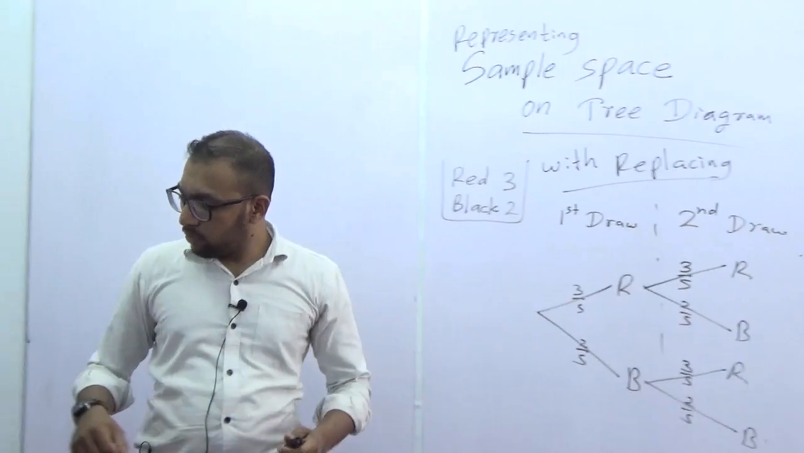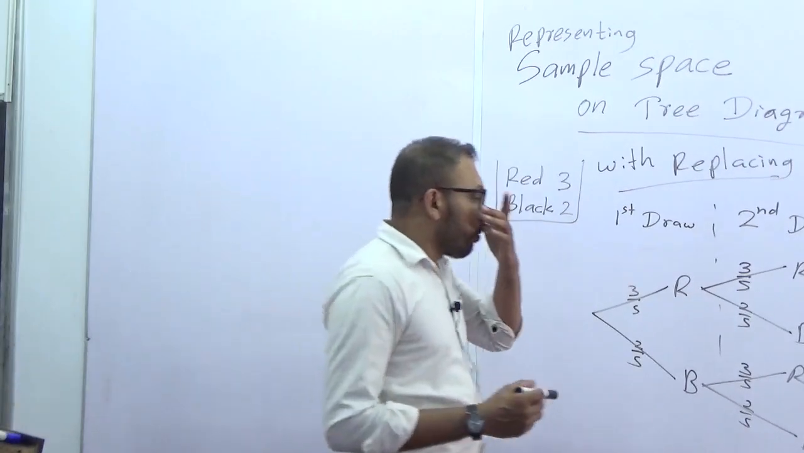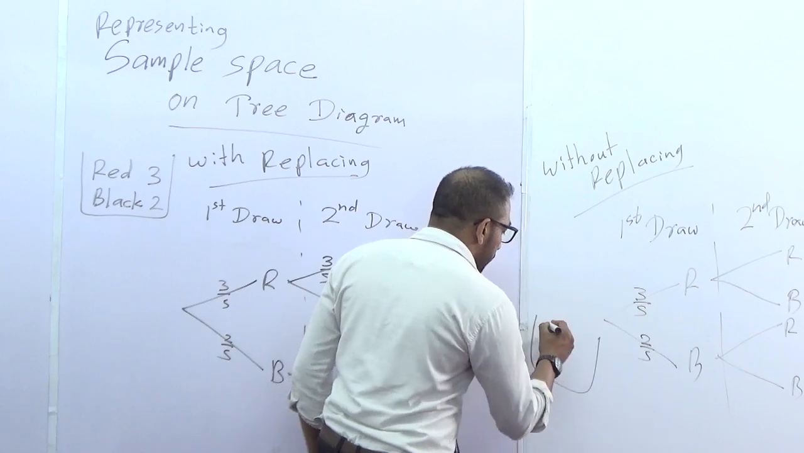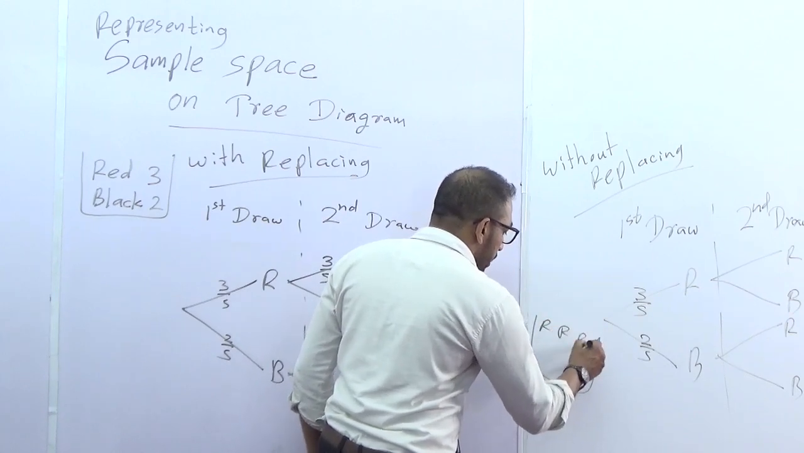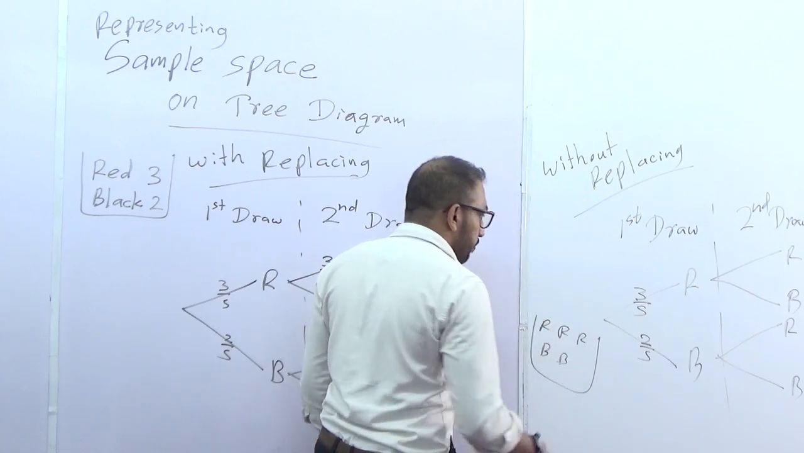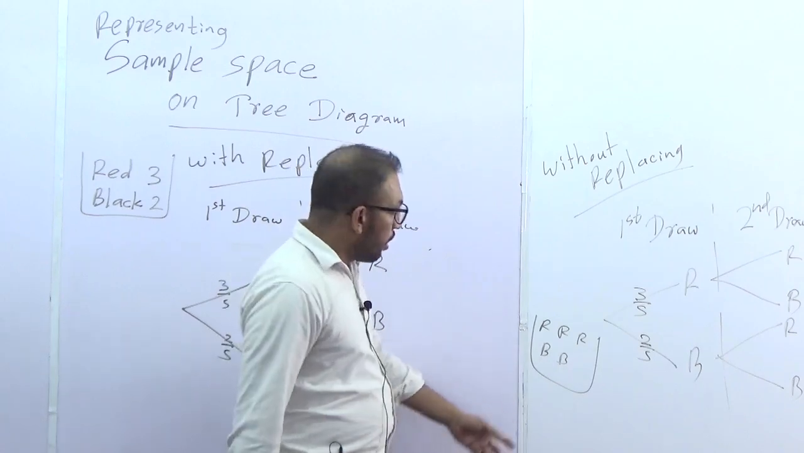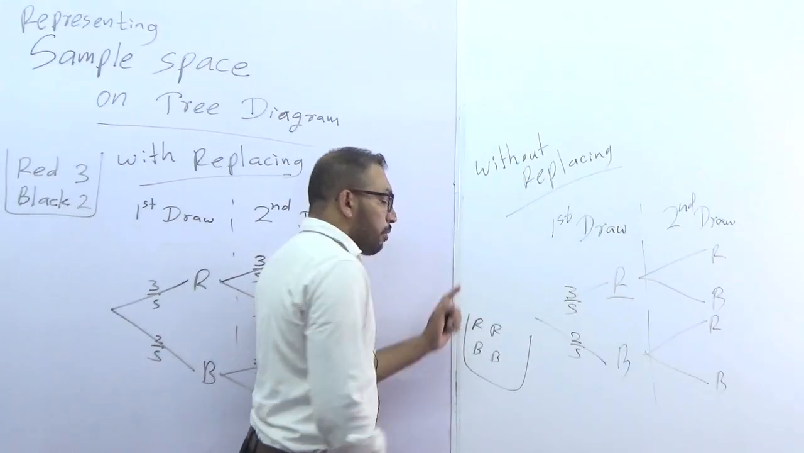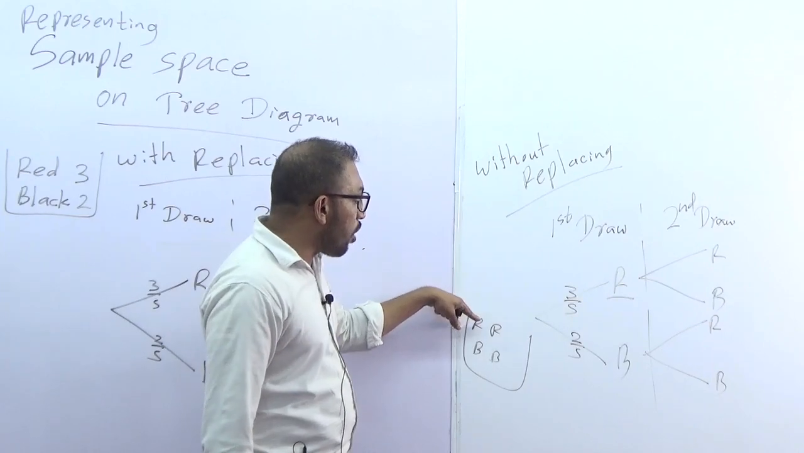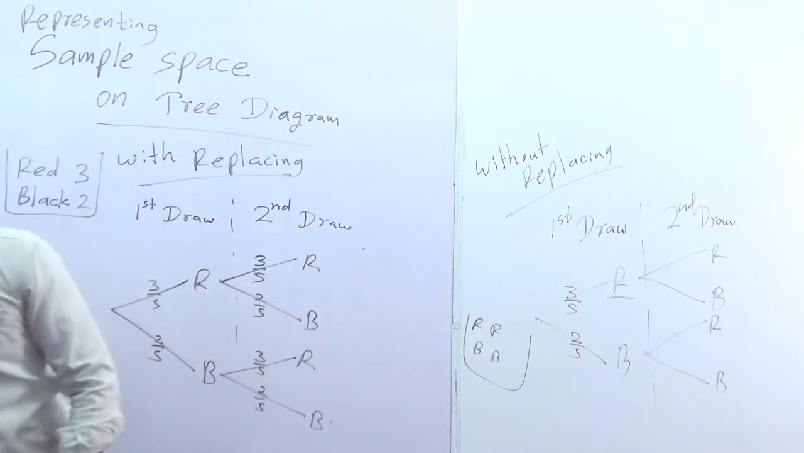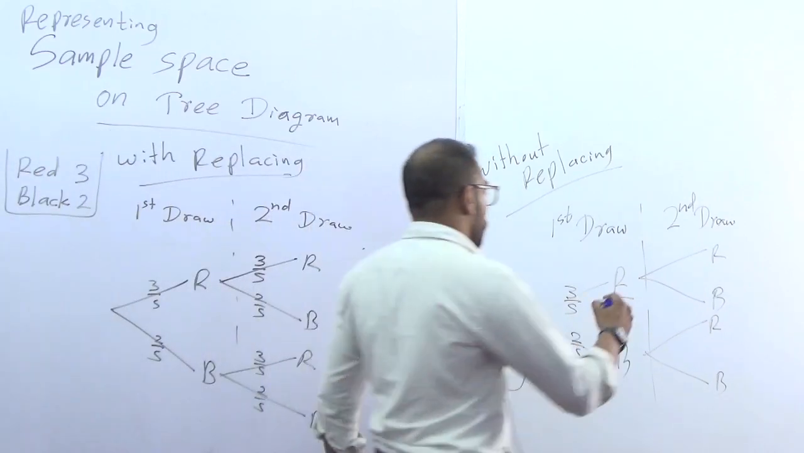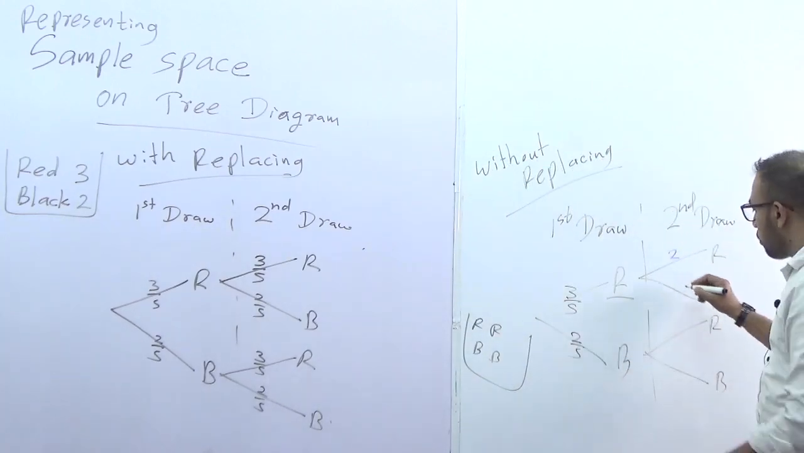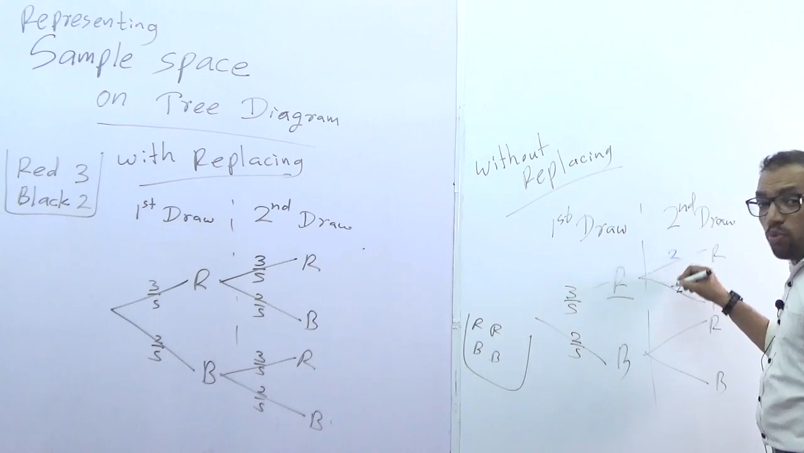But when I take the second time, there are 3 reds and 2 blacks. If I take the red first and do not put it back, how many reds are there? 2. How many blacks are there? 2, it is not changed. So altogether 2 and 2, 4.